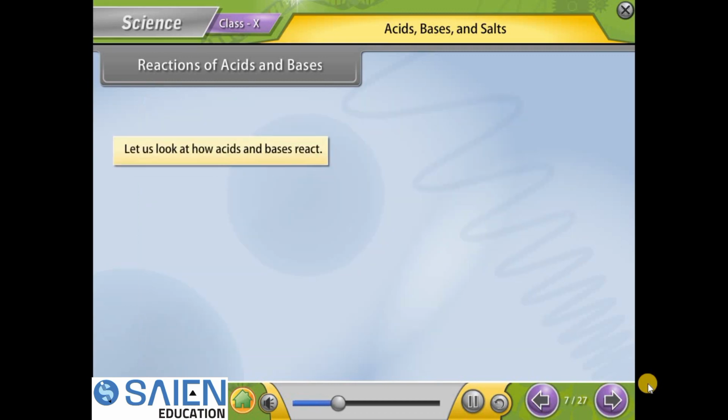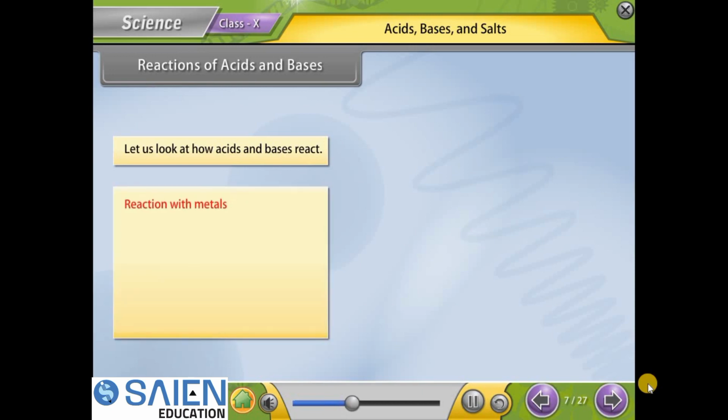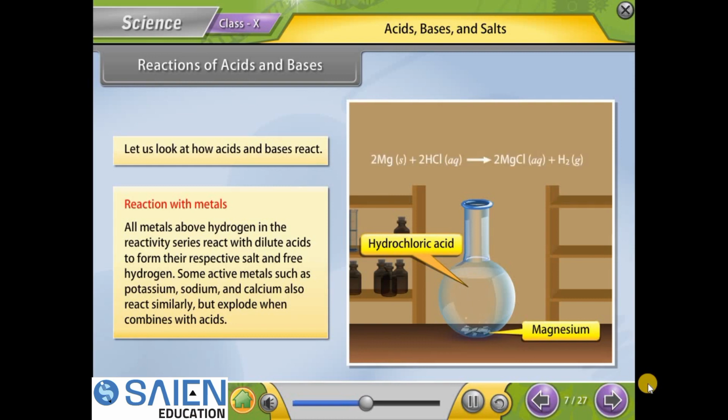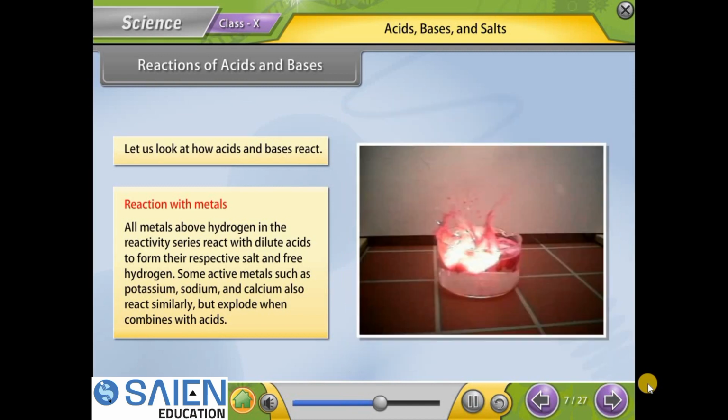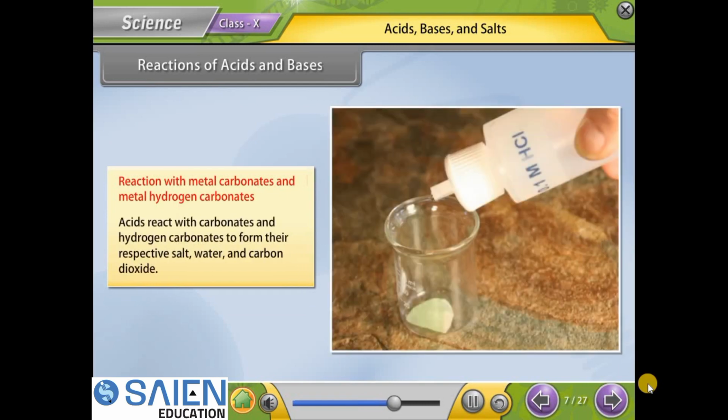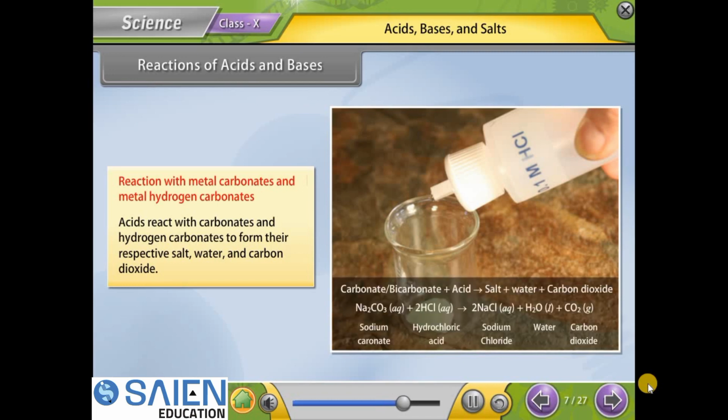Let us look at the different reactions of acids and bases with metals, metal carbonates and metal hydrogen carbonates, and with each other. Reaction with metals. All metals above hydrogen in the reactivity series react with dilute acids to form their respective salt and free hydrogen. Active metals such as potassium, sodium and calcium also react similarly but explode when combined with acids. Reaction with metal carbonates and metal hydrogen carbonates. Acids react with carbonates and hydrogen carbonates to form their respective salt, water and carbon dioxide.